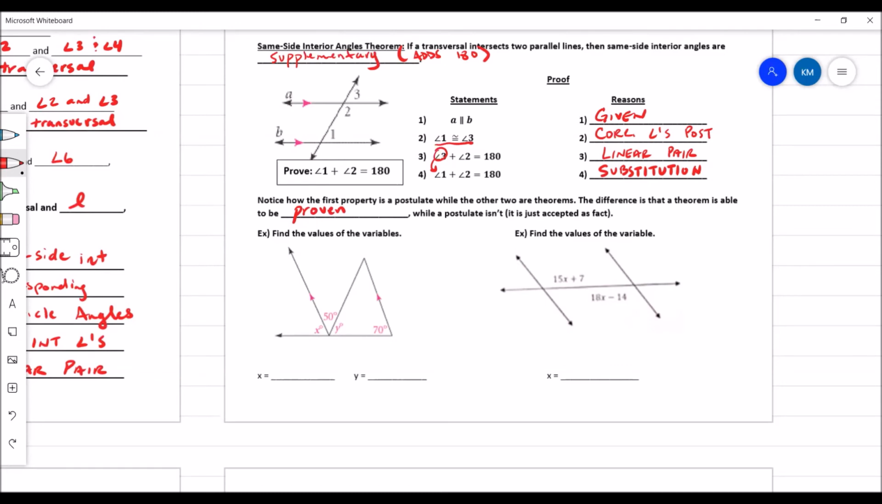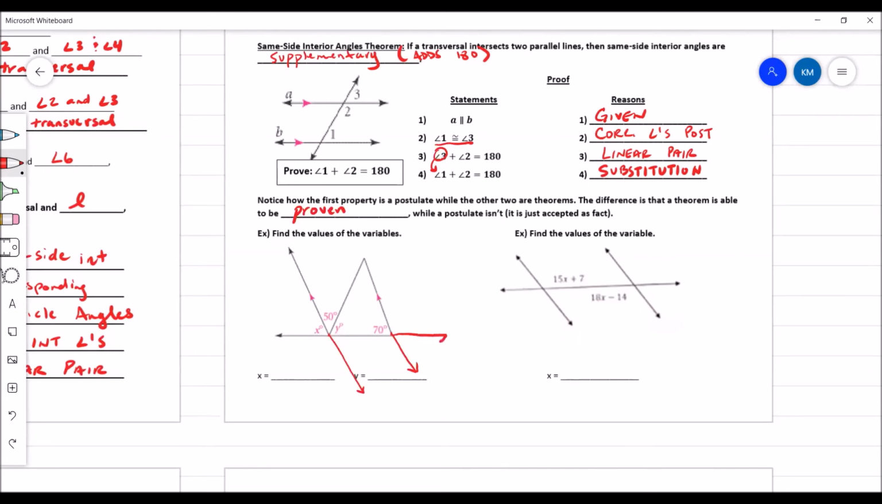Okay, so let's look at some examples here. Find the values of the variables. Love these pictures because it makes it feel like, wait a second, this is way different than what you just talked about. Okay, so here's my big hint for this. Whenever I see parallel lines, I'm going to extend them. I know I'm running into that space, but I'm going to extend them so it looks like the things that I just talked about.